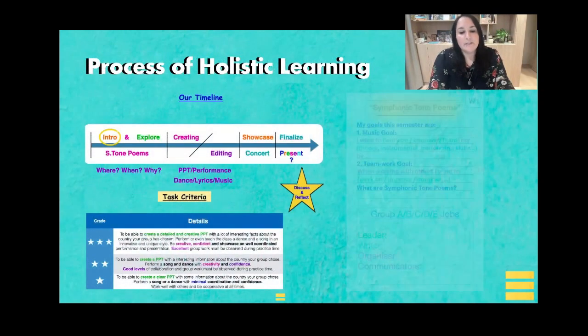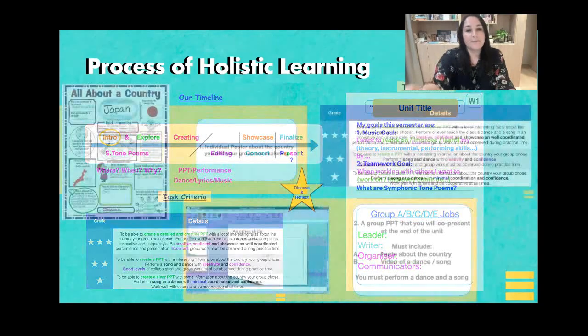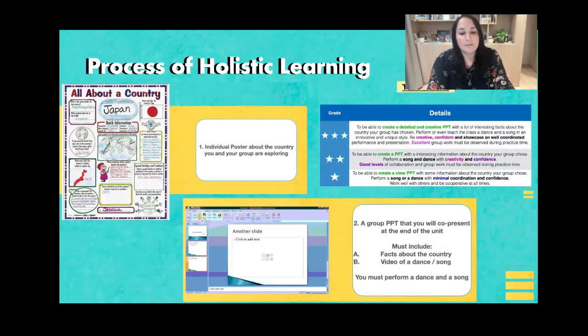Now, when we start a new unit of work or project, students will be given the timeline, the title of the project, the task criteria, which we will then analyze as a class, followed by a group discussion, and then the young learners can set their own music and personal goal tailored around the learning objective and task criteria of that specific unit. Here are some examples of some fun work that students had to produce alongside their final presentations, which included more specific music skills and abilities.